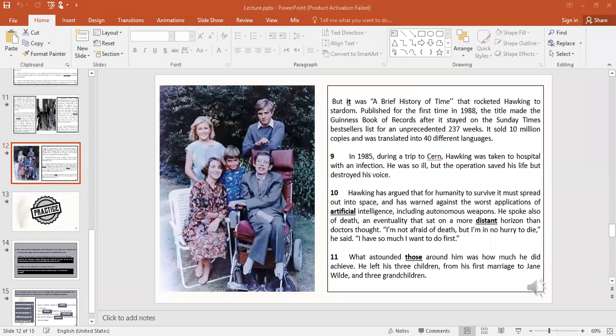Okay. But it was A Brief History of Time that rocketed Hawking to stardom. Published for the first time in 1988, the title made the Guinness Book of Records after it stayed on the Sunday Times list. Okay. It was A Brief History of Time that rocketed Hawking to stardom. What is A Brief History of Time?